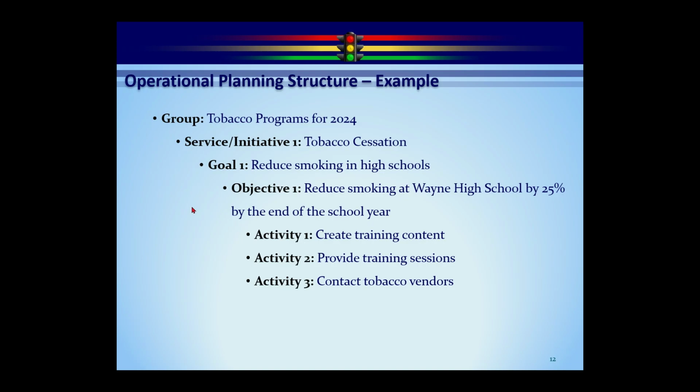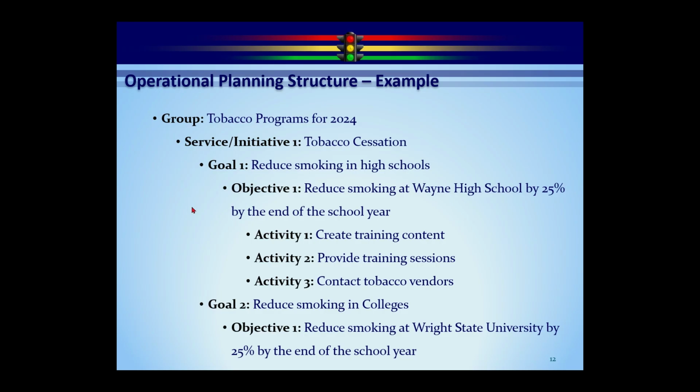The plan can replicate at any level. You can have multiple services or initiatives. You'll see that. You can have multiple goals. So, for instance, we might have a goal that's reduce smoking in colleges. And then under that, we would have a similar objective, in this case, reduce smoking at Wright State University by 25% by the end of the school year. And then you can imagine we'd have a similar set of activities underneath there to get to that SMART objective. So this is kind of what the plan looks like in a bullet form.